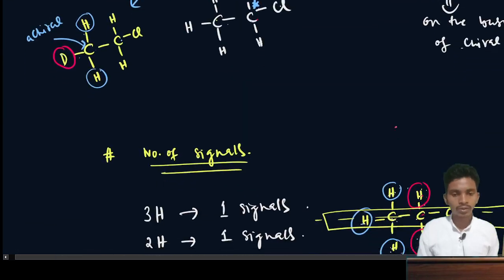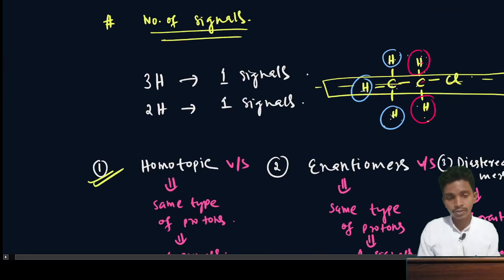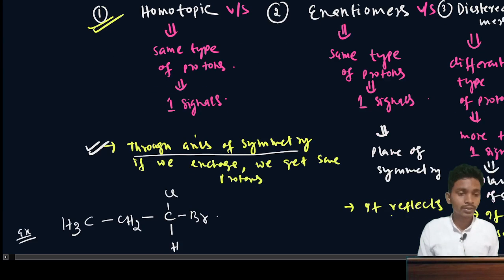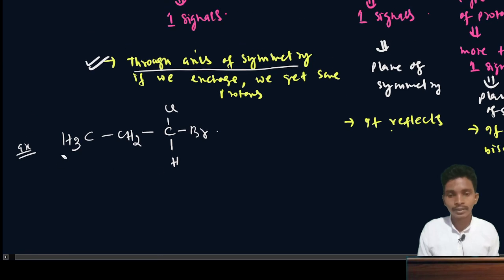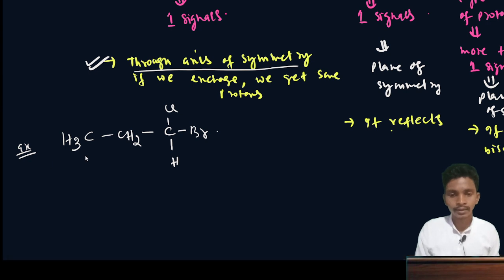We will look at examples and determine whether the protons are diastereotopic, enantiotopic, or homotopic, and accordingly how many signals we will get. The first example is this one. In this example, you see CH3, CH2, and so on.